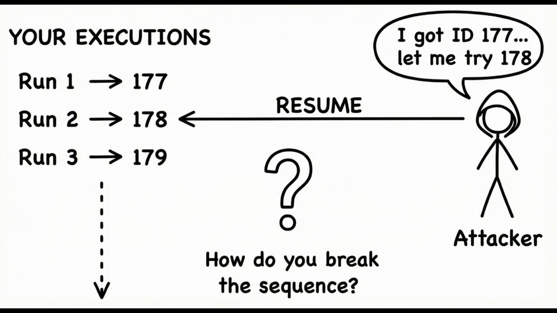There is a fix, and it involves adding a layer of kind of indirection so that the client never sees the real execution ID ever. The implementation matters a lot here because if you get it slightly wrong, you end up with a false sense of security, which is actually worse than knowing your URL is exposed.